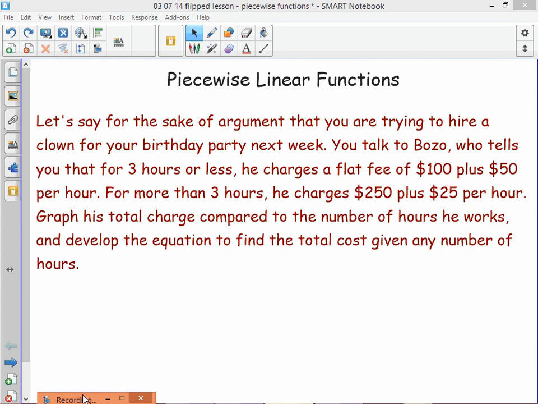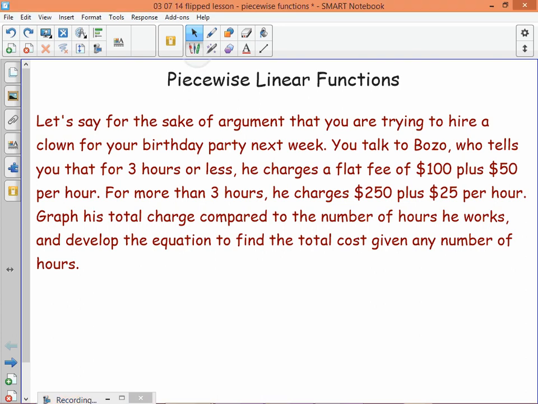All right, so here's the problem that's prompting what we're doing. Let's say for the sake of argument that you're trying to hire a clown for your birthday party next week. You talk to Bozo, who tells you that for 3 hours or less, he charges a flat fee of $100 plus $50 per hour. For more than 3 hours, he charges $250.